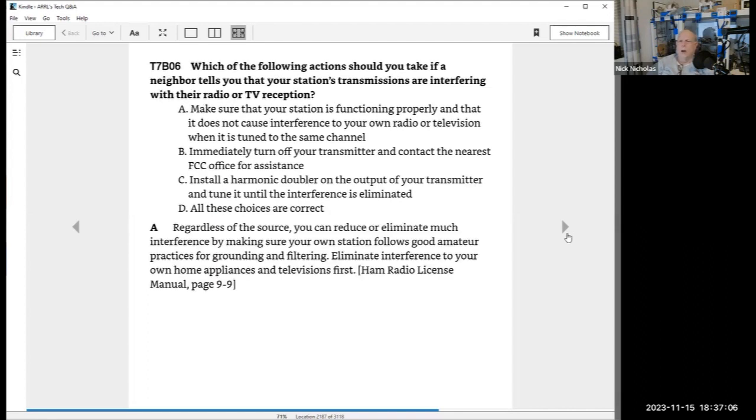Which of the following actions, I got to ask a question on the break, which of the following actions should you take if a neighbor tells you that your station's transmissions are interfering with their radio or television reception?